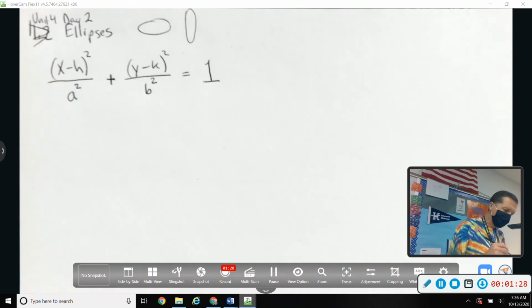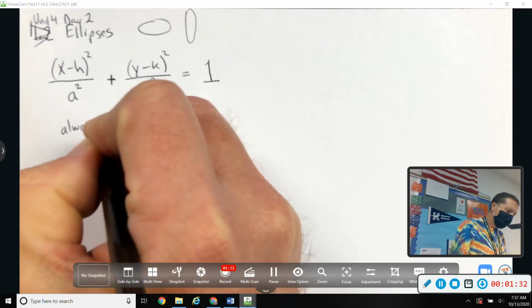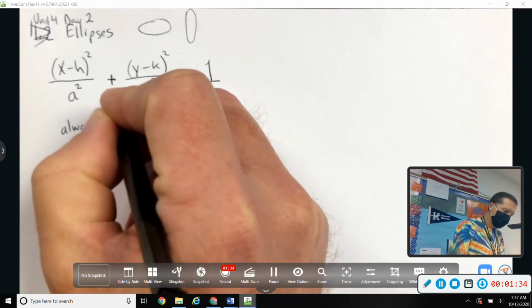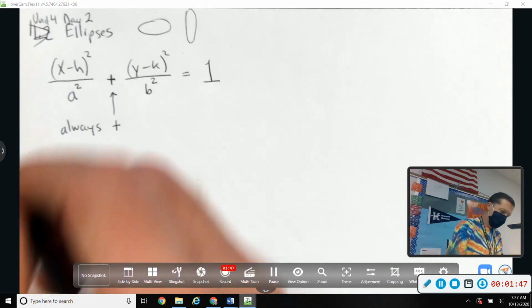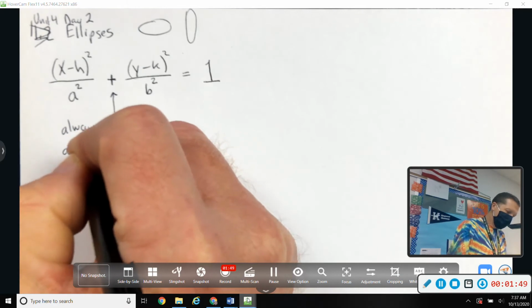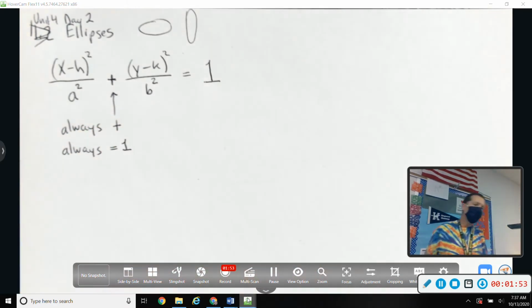A couple things about ellipses. Always positive, so that symbol right there is always a plus sign. If it's a minus sign, it makes a different shape. So it's always a plus sign. And we will do the minus sign later. So ellipses are always plus sign. Always equal to 1.